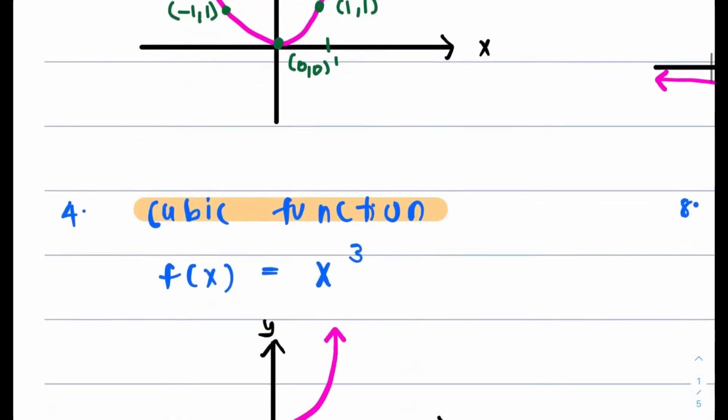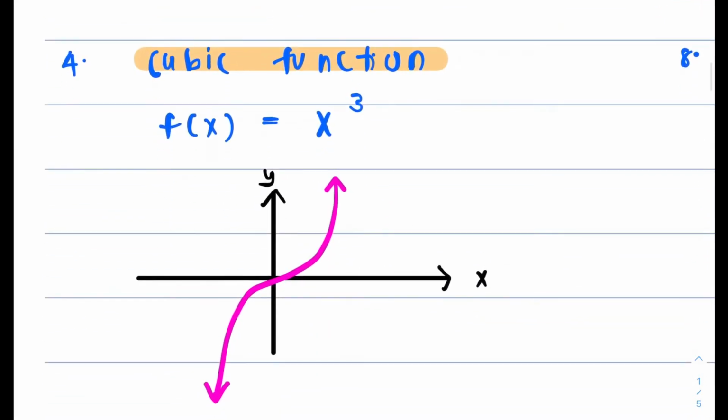And then the cubic function, the basic graph is x cubed. So you will have an S-shaped graph, which passes through 0, 0, and the basic points at 1, 1, and negative 1, negative 1. So this is the basic cubic function.